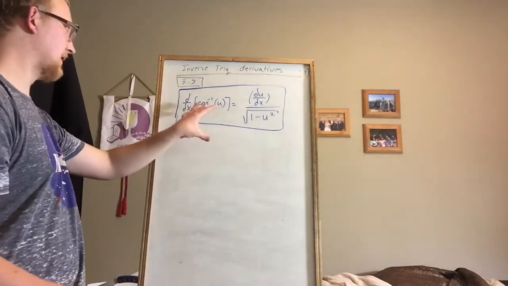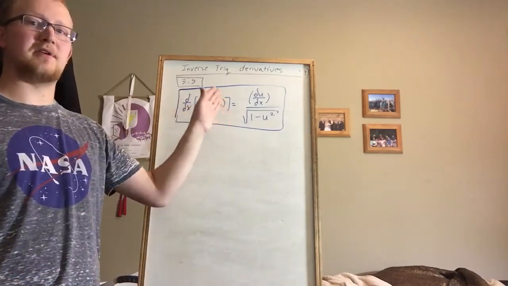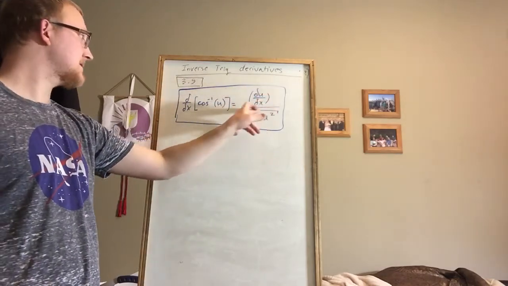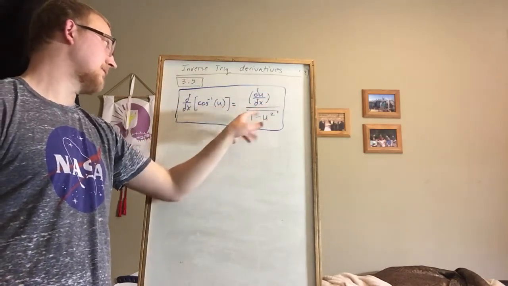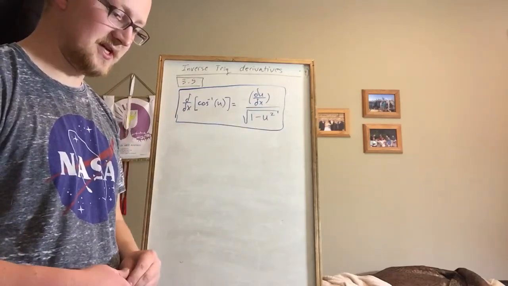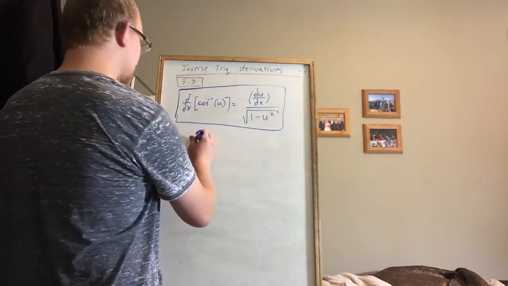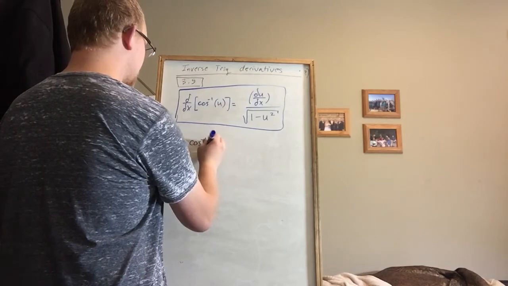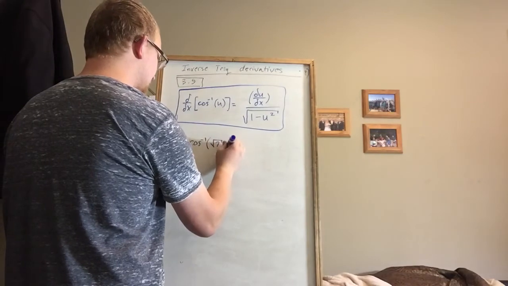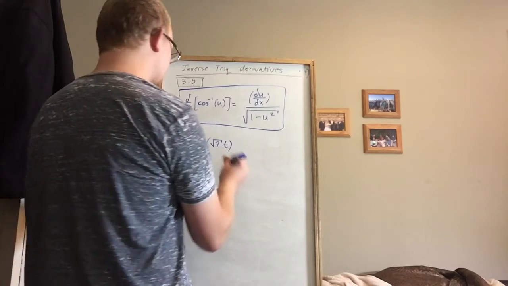This one says that the derivative with respect to x of arc cosine of u is equal to the derivative of u with respect to x divided by the square root of 1 minus u squared. This is problem number 6, and it wants us to take the derivative of the arc cosine of root 7t, so we're trying to take d/dt of cosine inverse of root 7t.